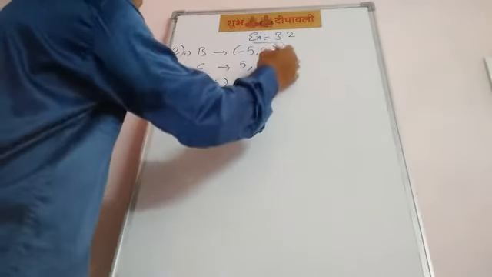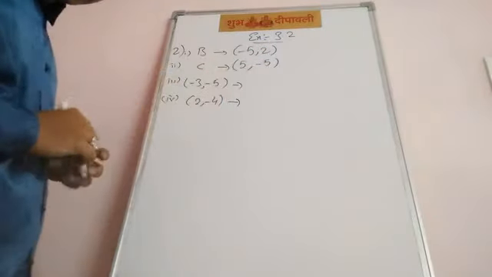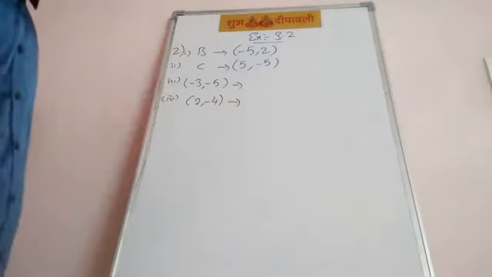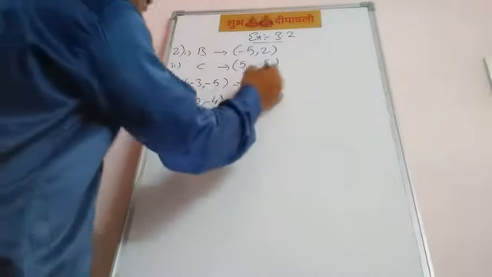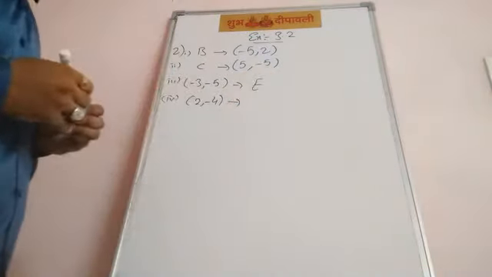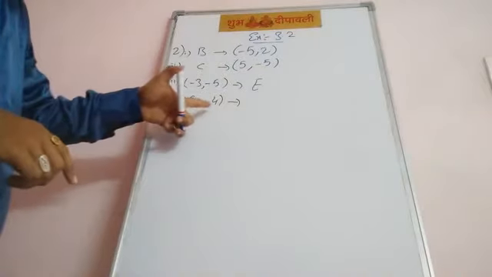-5. Yes. Now the next, what have they asked? -3, -5. So x should be -3, y should be -5. What is the point? E. Okay. Yes. Next, x is 2, y is -4.